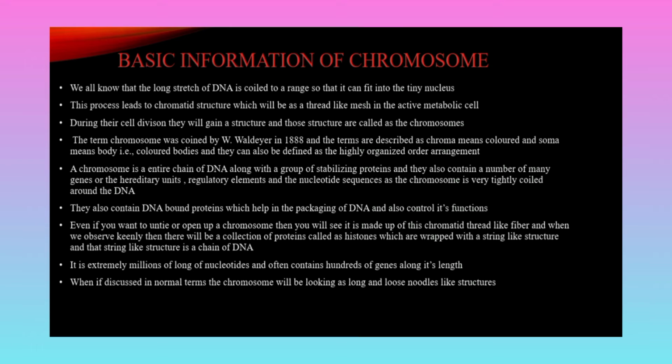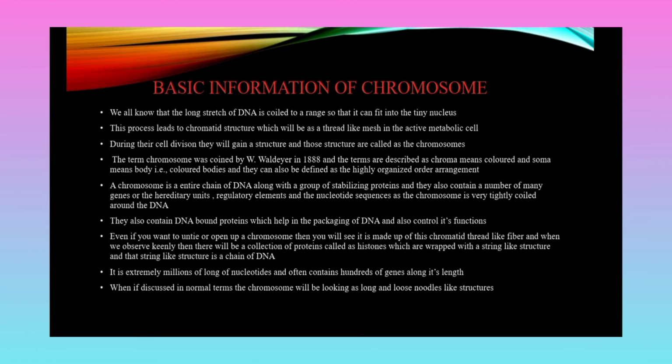So from a small element to a bigger chromosome, it evolves. It contains millions of nucleotides, and hundreds of genes are present along its complete length. In general terms, the chromosome looks like a long, loose, noodle-like structure. This is the basic information regarding the chromosome. Now we will move on to the next slide.